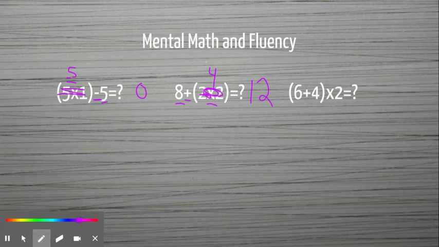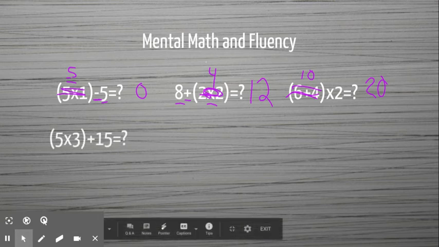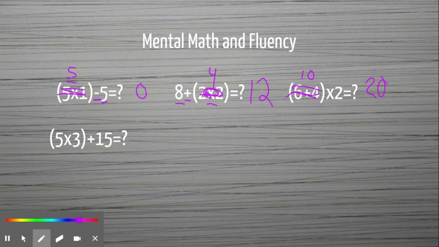You should have said 20. So 6 plus 4 is 10 because we do the parentheses first. And then we go from left to right. 10 times 2 is 20. Number 4, you should have said the answer is 30. So 5 times 3 is 15. 15 plus 15 is 30.